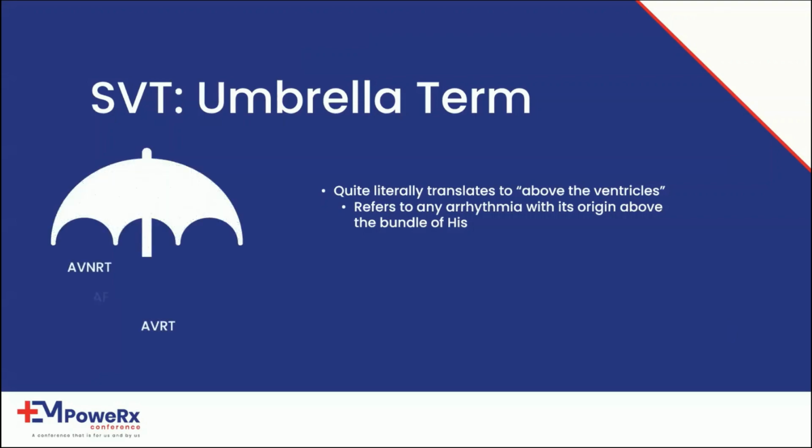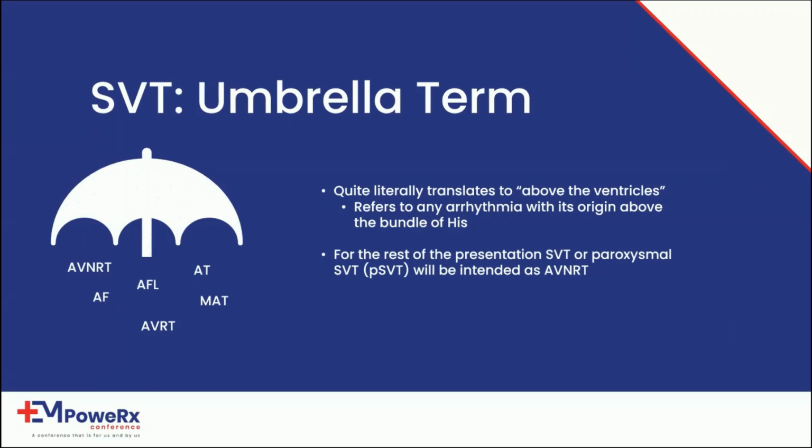But technically, it encompasses a whole host of arrhythmias, AVNRT, as well as AV reentry tachycardia, such as the well-known Wolff-Parkinson-White syndrome, where we have an accessory pathway outside of the AV node that's present. Can also include AFib, aflutter, and multifocal atrial tachycardia. But for the rest of today, I want you to think of SVT as being intended as AVNRT.